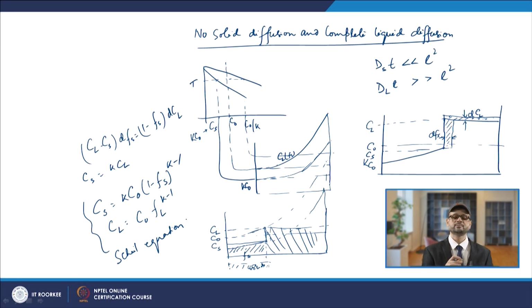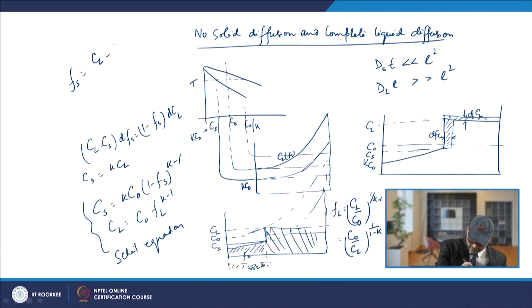This applies when you have no proper solid diffusion and complete liquid diffusion. From here you can find the expression for FL as CL by C naught raised to the power 1 by K minus 1, or you can also write C naught by CL raised to the power 1 by 1 minus K. Since you have non-uniform composition of the solute in the solid, you get the expressions for Fs as CL minus C naught from the equilibrium lever rule, and you get CL minus CS bar.